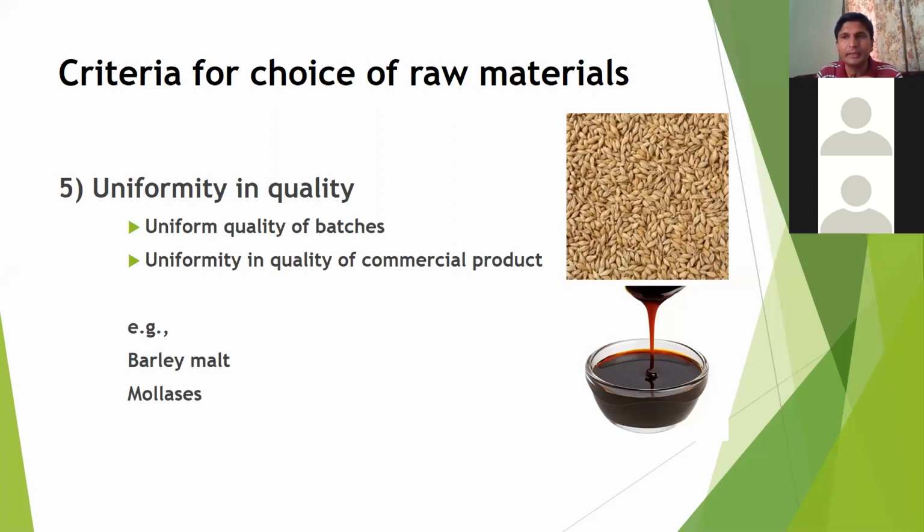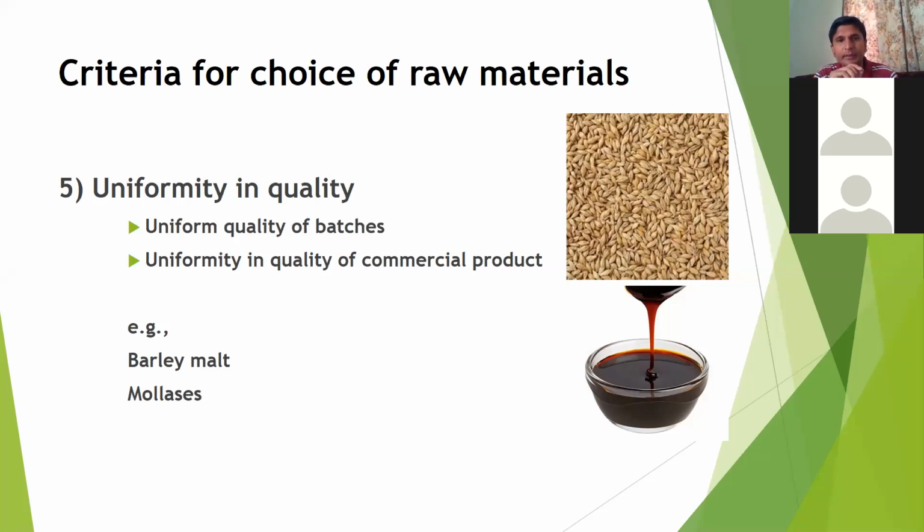It's the first batch of raw material, the second batch, the third batch, the fourth batch of raw material, and so on. Every batch of a raw material should be tested for its quality. It should have a uniform quality to be incorporated into the fermentation of the products. So for that purpose, we need to regularly check the quality of the raw materials in use, and their uniformity should be ensured before their use.